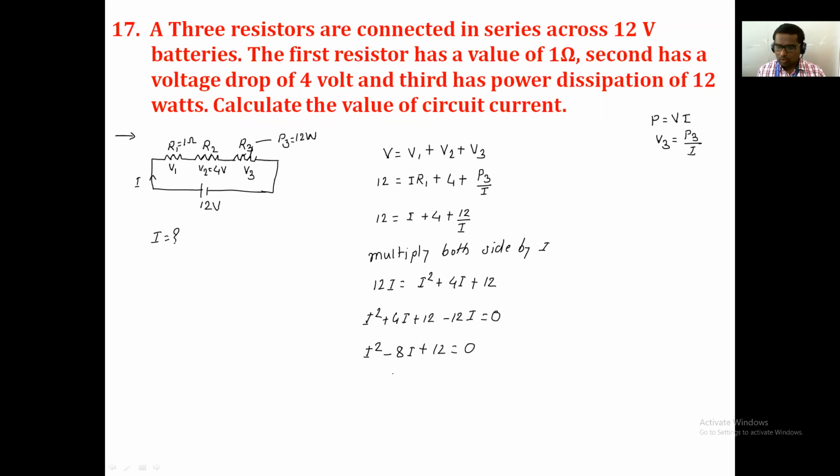So if I try to solve these things, then here you will get the two answers. I minus 6 is equal to 0, and I minus 2 is equal to 0, means the two answers come here. I is equal to 6 ampere and I is equal to 2 ampere. So this is the value of circuit current. Get it, my point? Okay, so please note down these things.